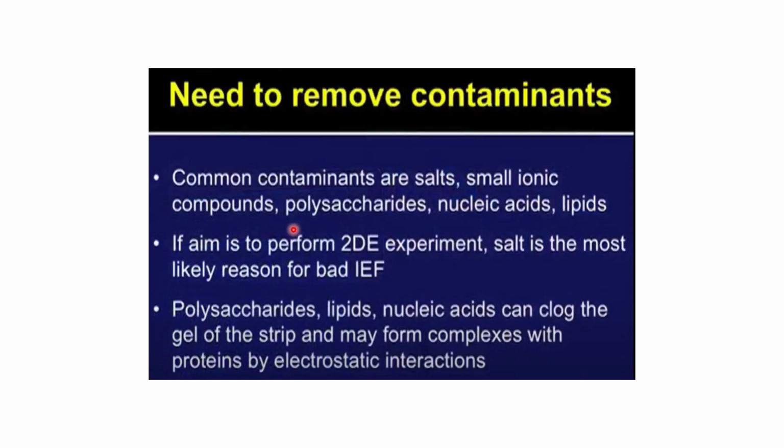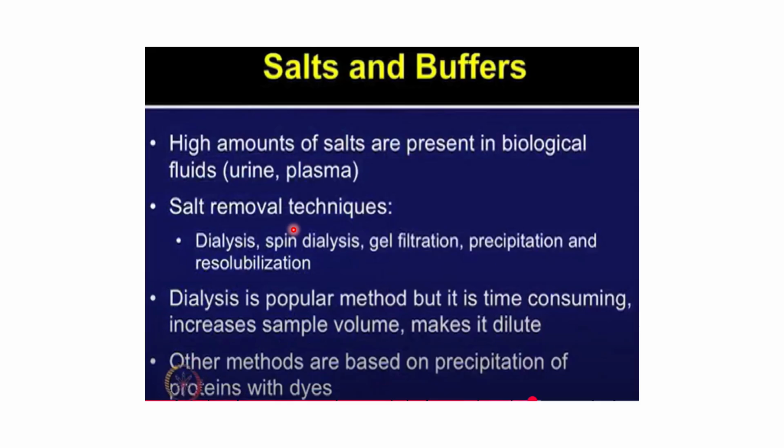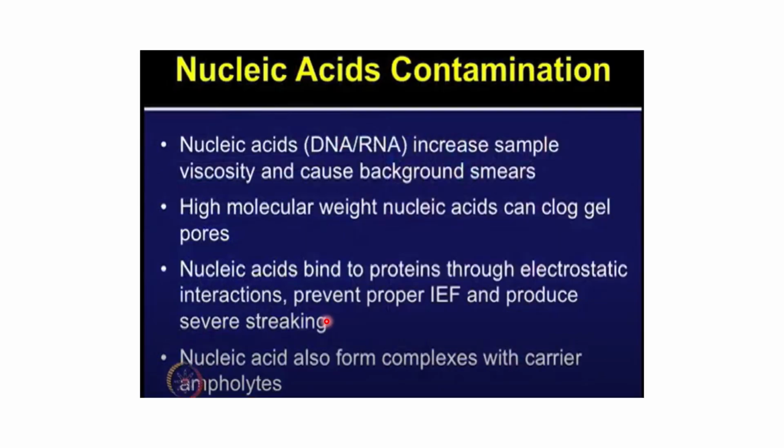Once that is there, if certain contaminants are present, you need to remove them. For removing, there are different methods available. For example, high amounts of salts are present in biological samples, so you need to remove salt. These are different methods for removing salt: dialysis, gel filtration, precipitation, etc. Out of which dialysis is a popular method.